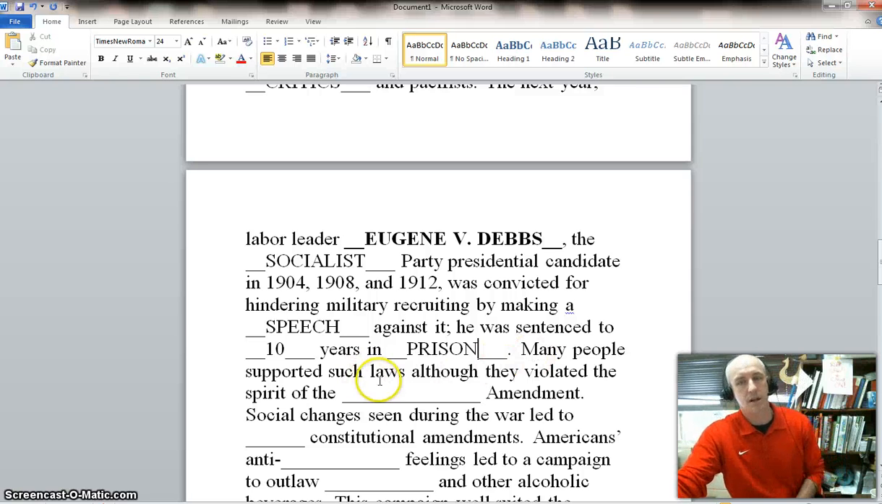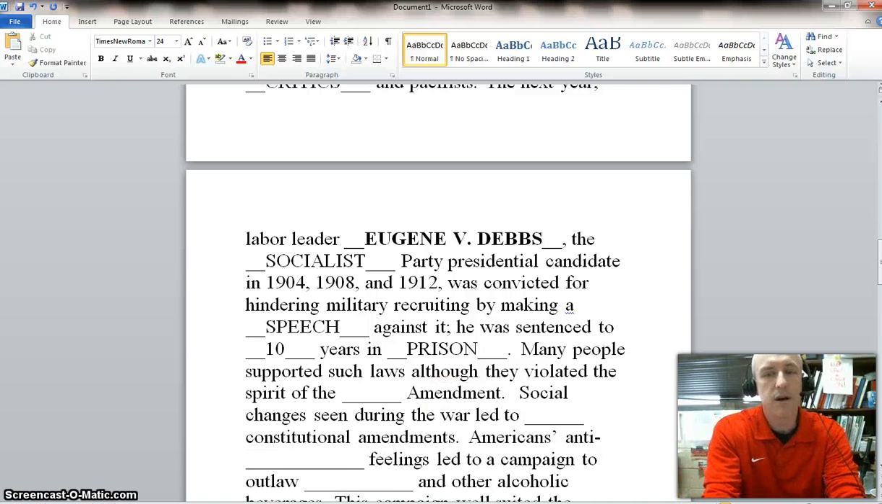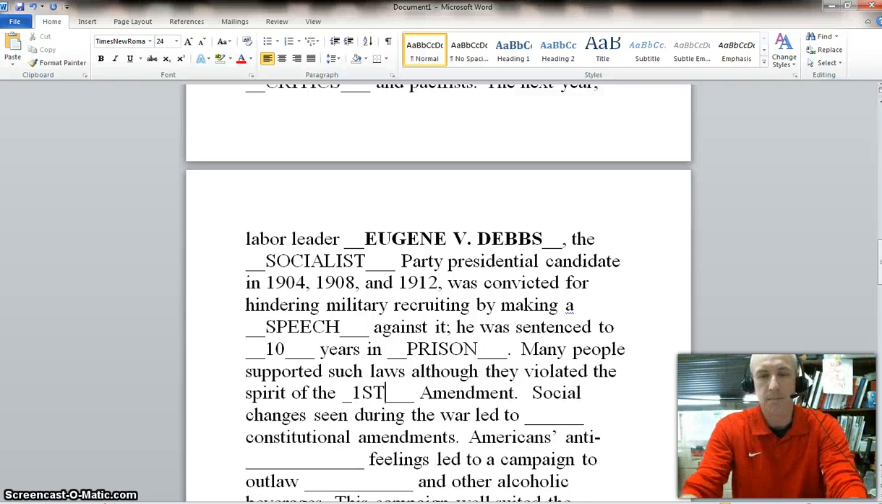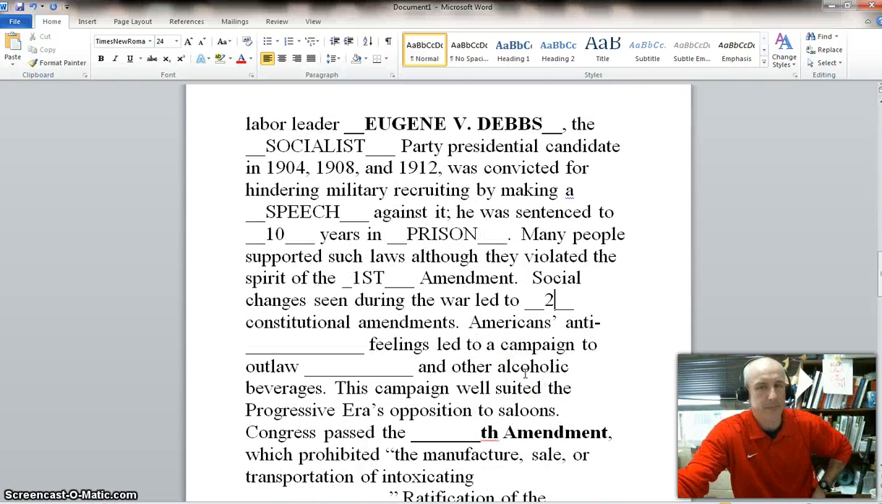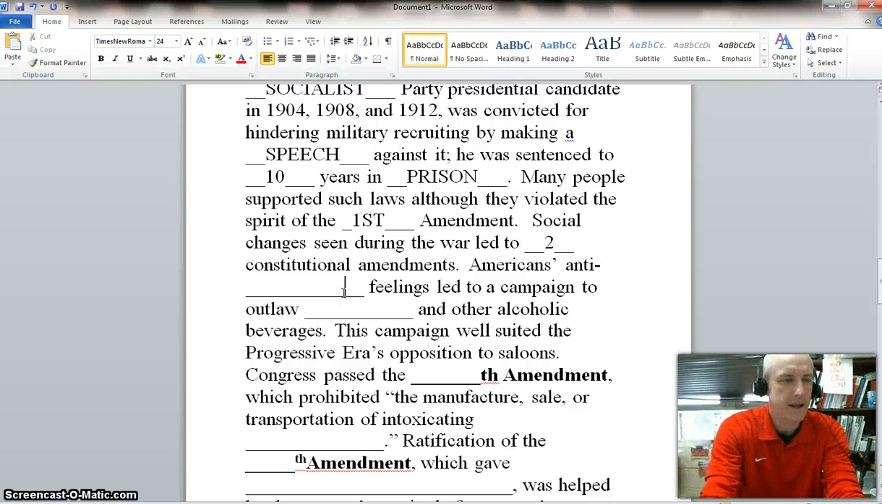Many people supported such laws, although they violated the spirit of which amendment? Which amendment gives us our freedom of speech? Remember, freedom of speech, freedom of religion, freedom of press, remember all that stuff? It is the First Amendment. All right. Social changes seen during the war led to 2 constitutional amendments.